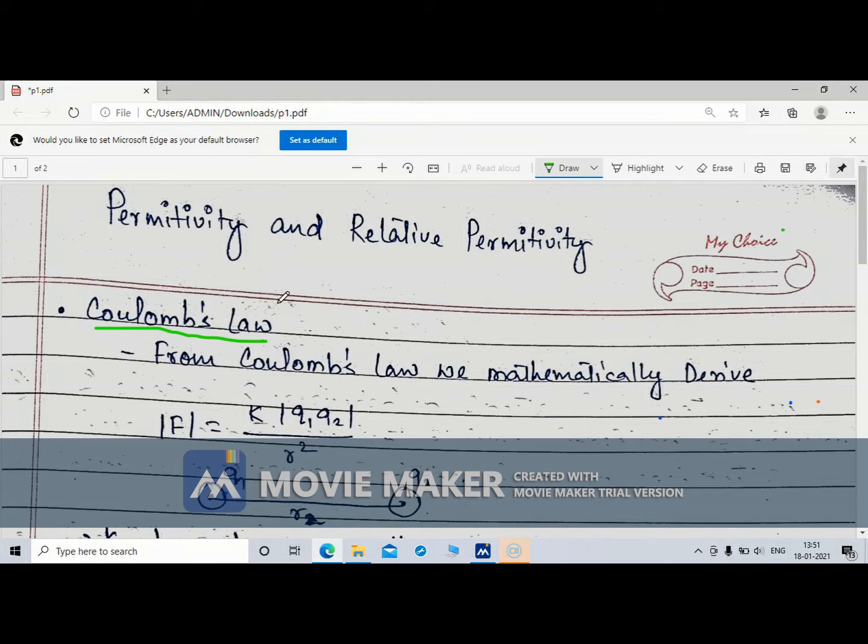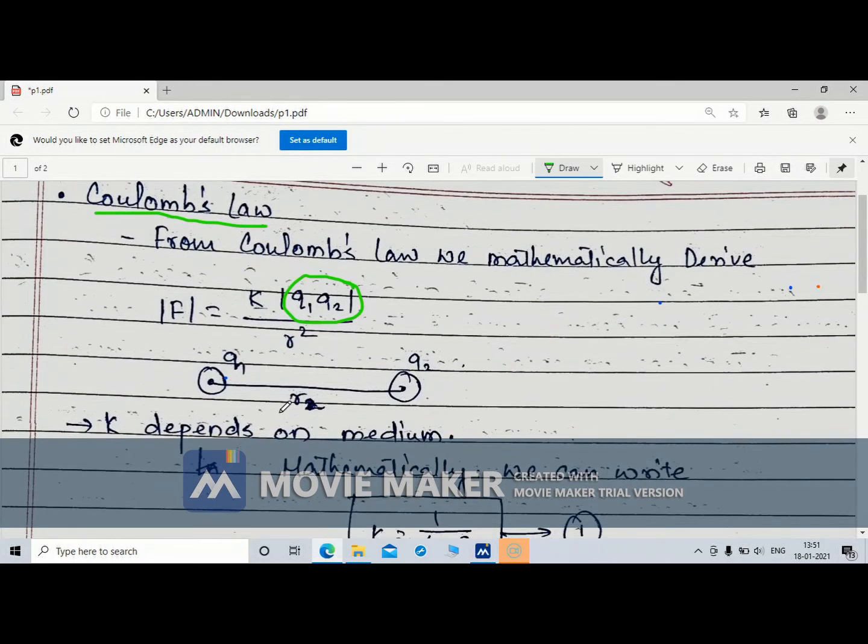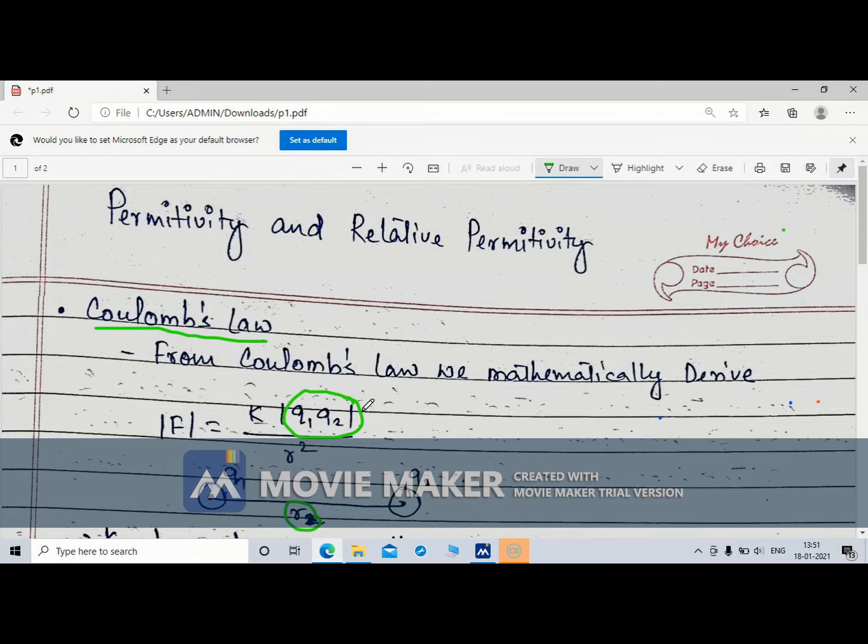So basically Coulomb's law says that the magnitude of force is directly proportional to the product of two interacting charges, that is Q1 into Q2, and inversely proportional to the square of the distance between them, r square. In there we define a constant to remove the proportionality sign. I already explained that constant depends on the medium, unlike the gravitational force, the gravitational constant.